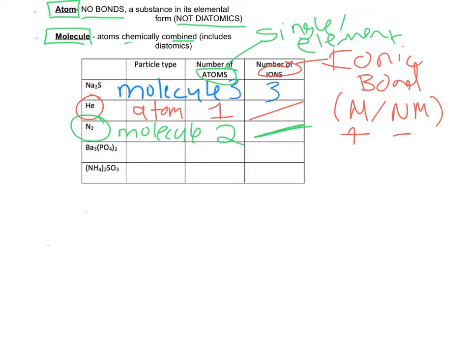Fourth example is barium phosphate. So right off the bat I noticed that this is ionic. There's a metal present and a polyatomic. So the particle type is definitely a molecule. So molecule is just anything with more than 2 elements. Atom-wise, we're going to have to break this down. So I'm going to give us a little more room.